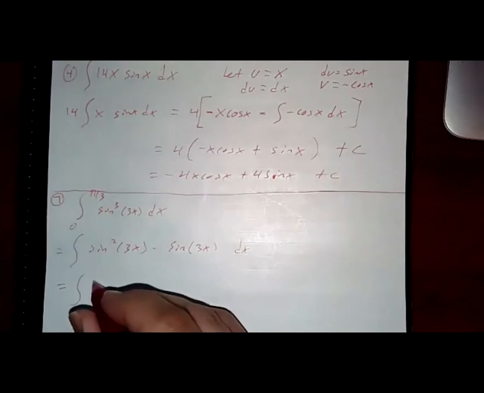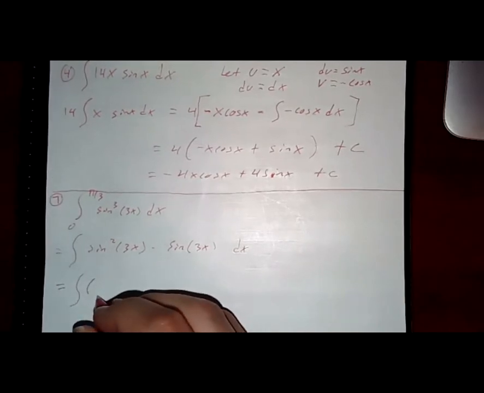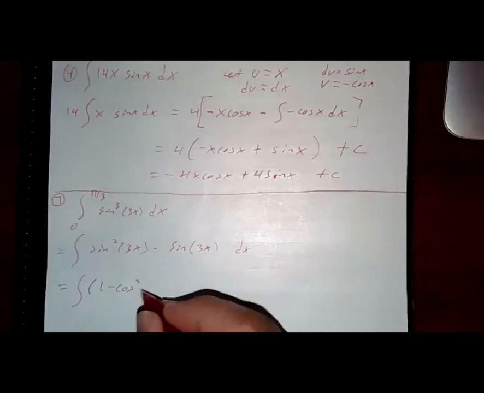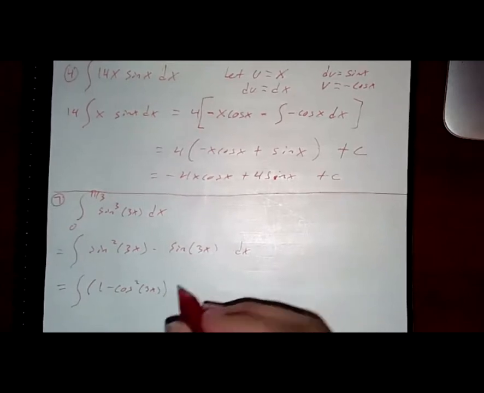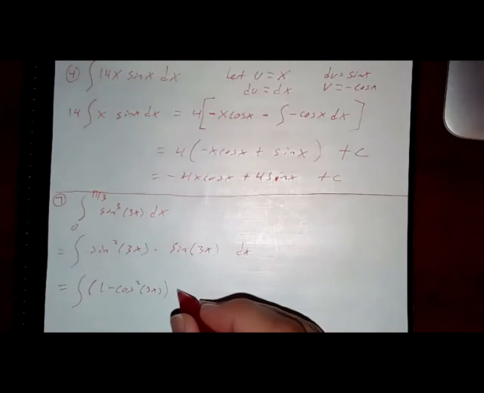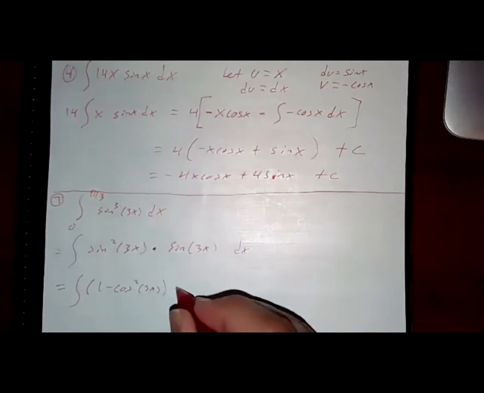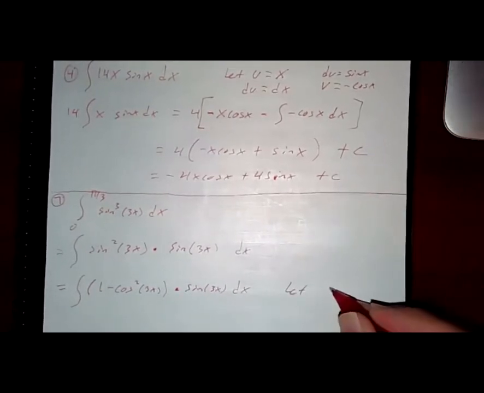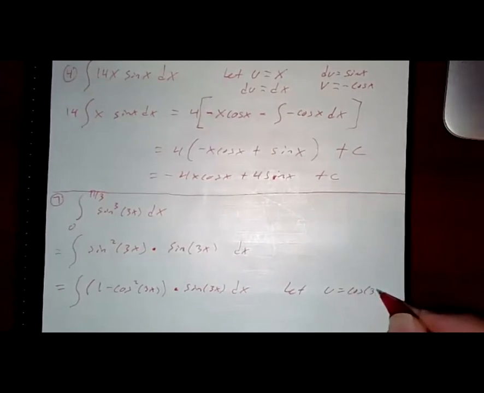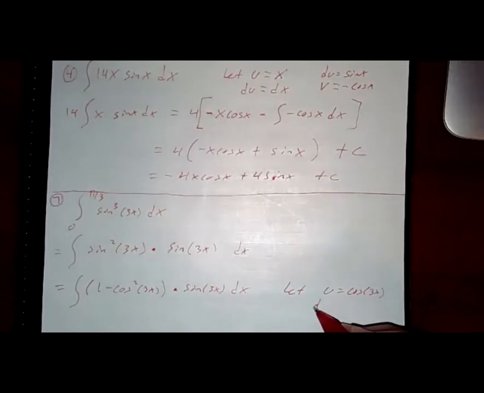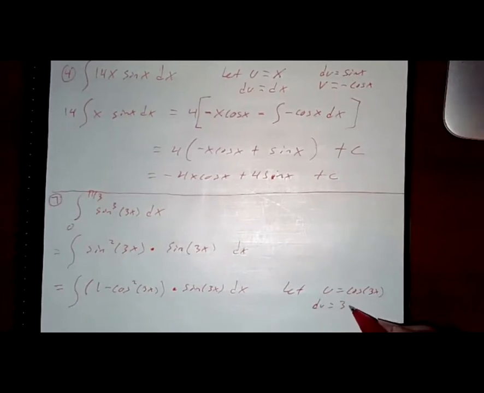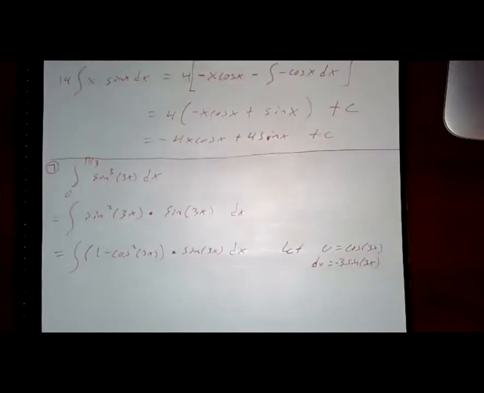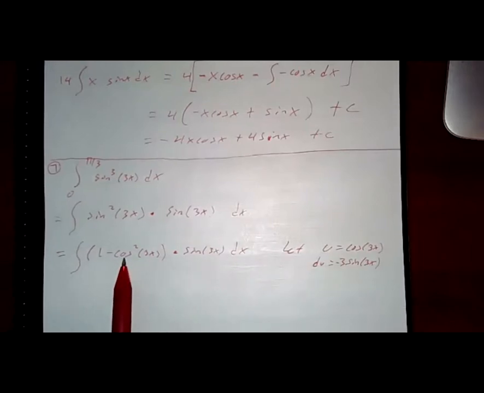So sine squared is equal to 1 minus cosine squared 3x, times sine of 3x dx. So let u equal cosine of 3x. Du will be negative 3 sine of 3x, right? So now the u goes here, du is right there.